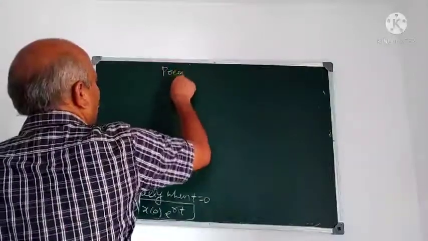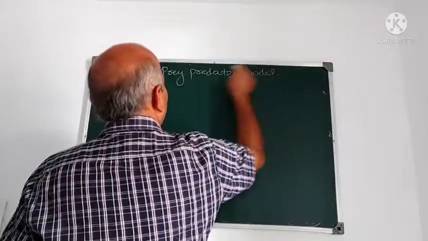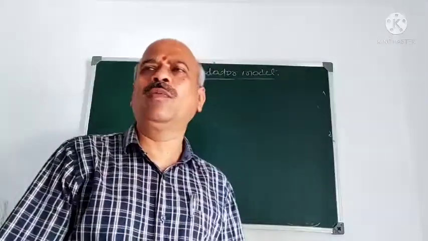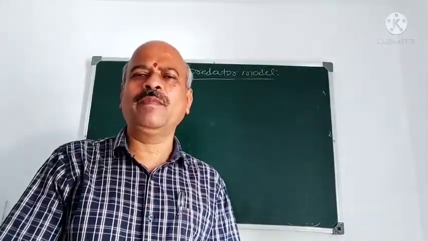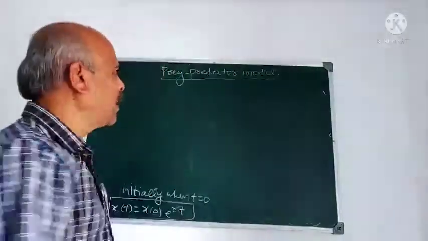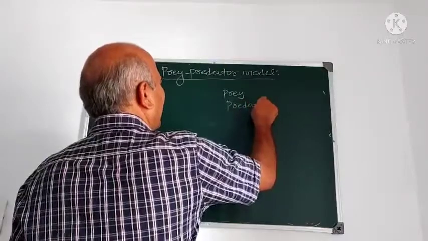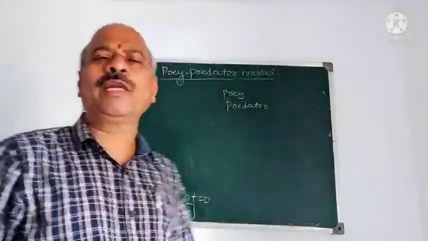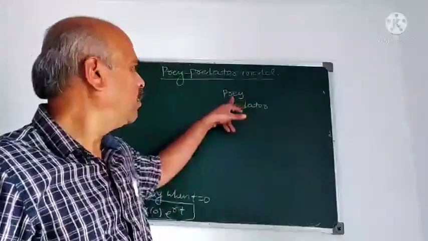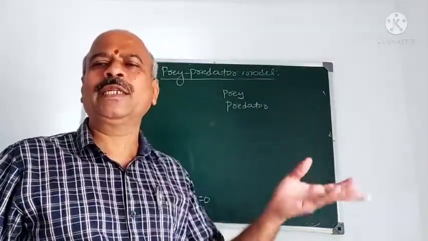Next, consider one more, the prey-predator model. Now I explain one more established mathematical model. It is called the prey-predator model. All of you know what prey and predator are. Prey-predator is usually used only for animals, but that can be extended to plants also.